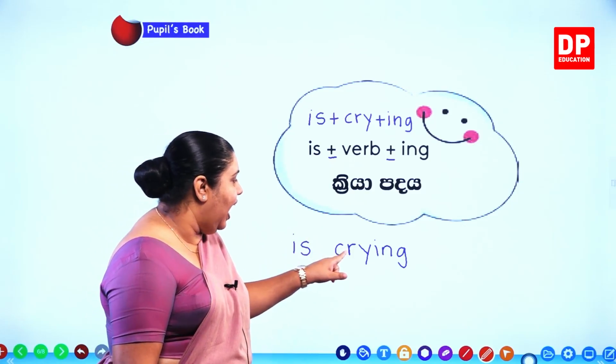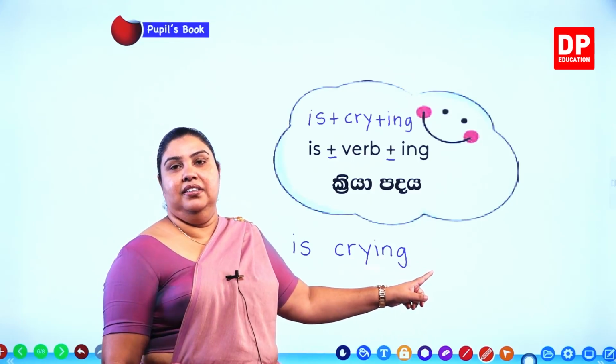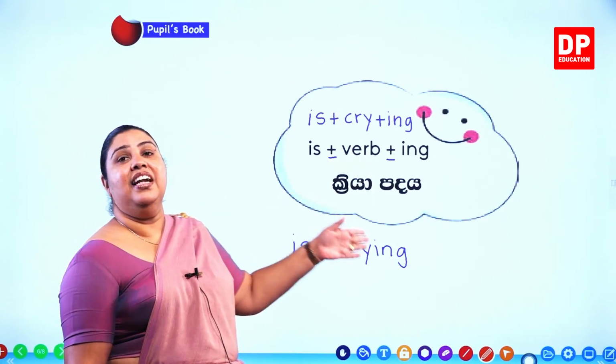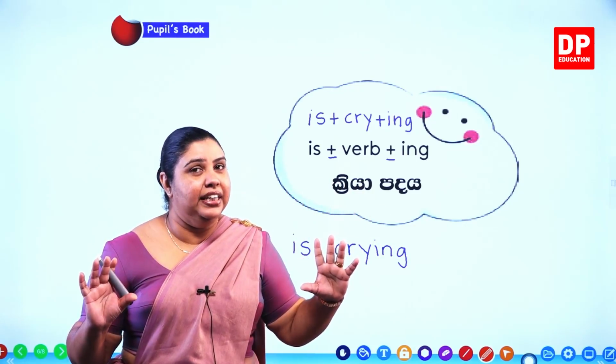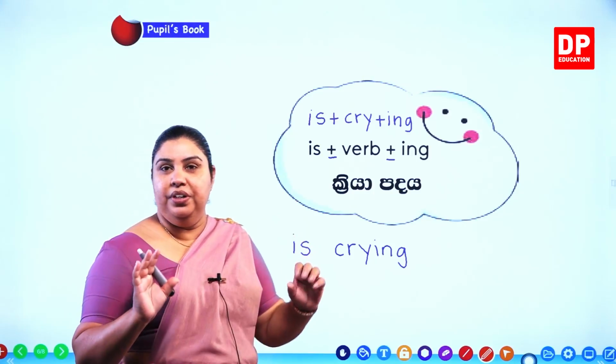Is crying. Crying. Is crying. ඔන්න දැන් අපිට happy cloud එකේ දීලා තියෙන්නේ පුතාලගේ verbs ඉගෙන ගන්නකොට පුතාලා පාවිච්චි කරන්න ඕන විදිහ.